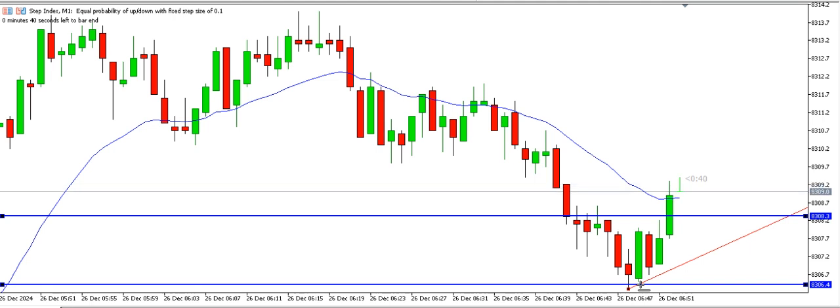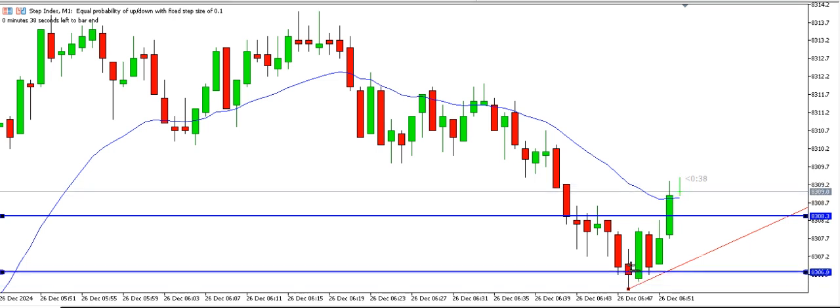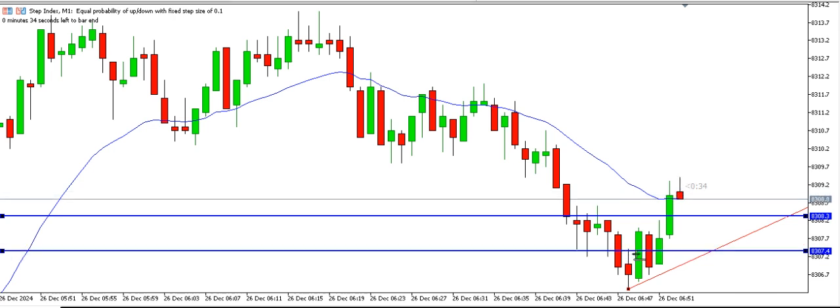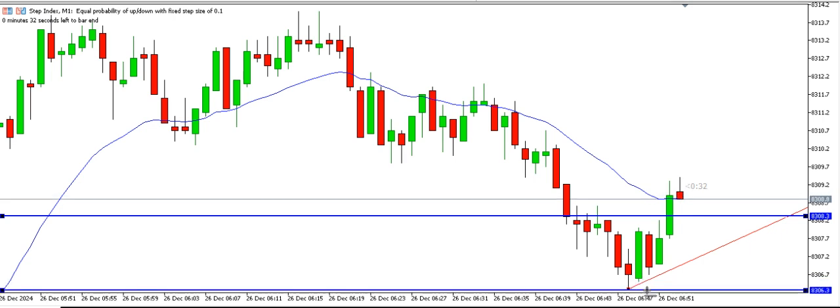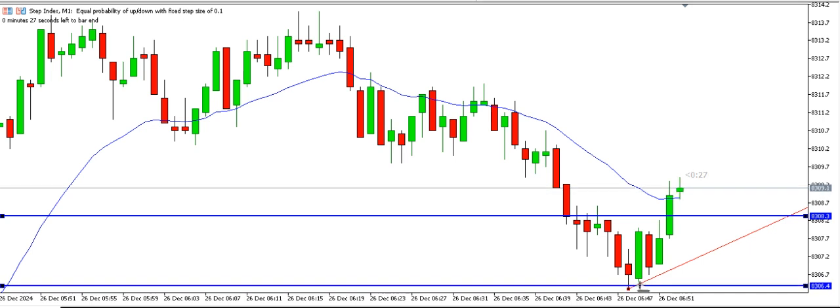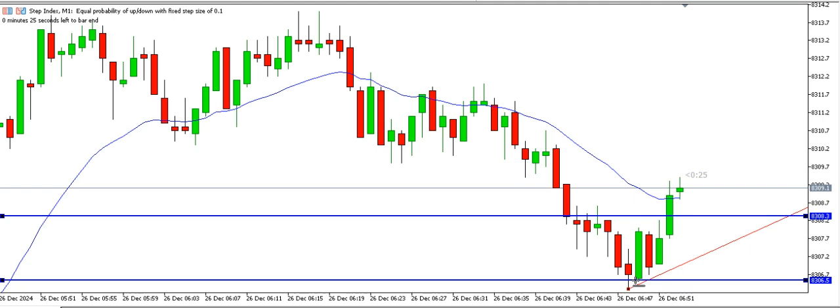Alright, from 8308.3 maybe to 8307.3 or 06.3, as the case may be. But price is now rotating around the 21 EMA.